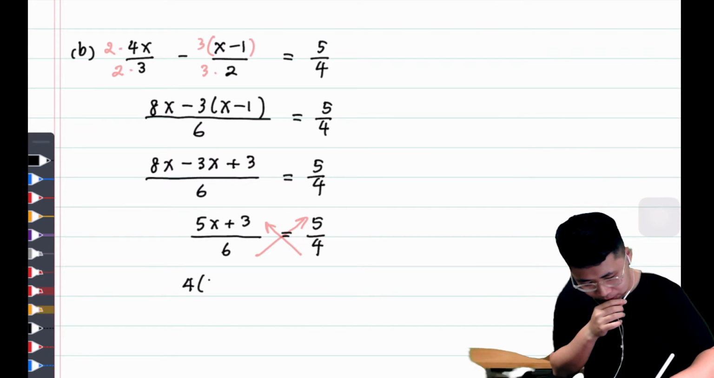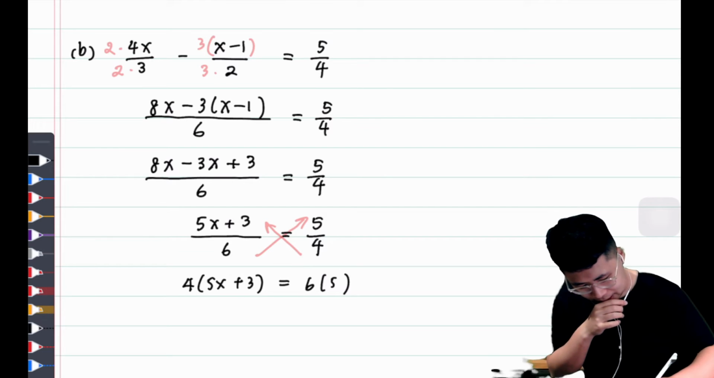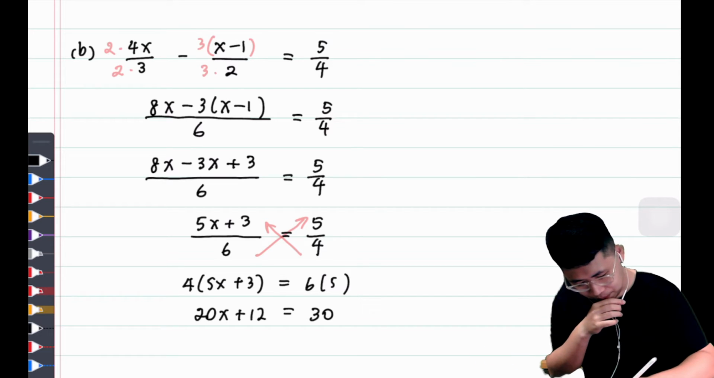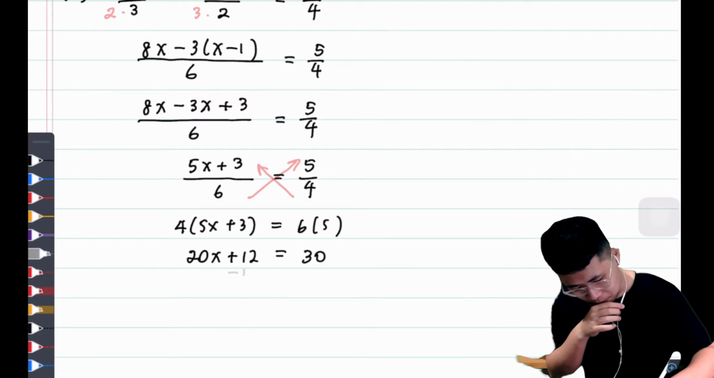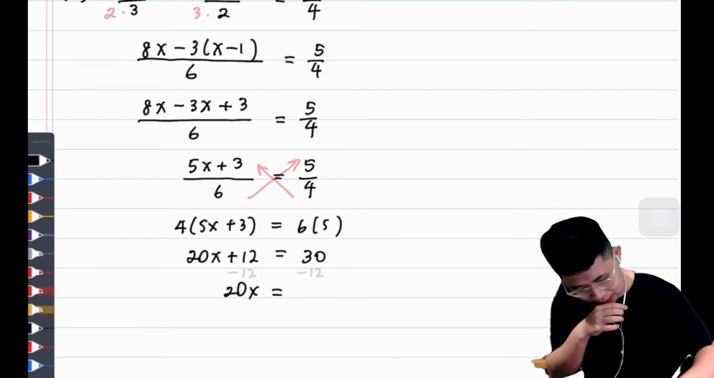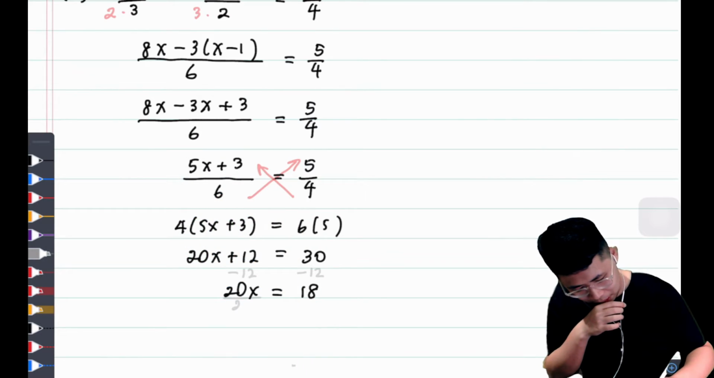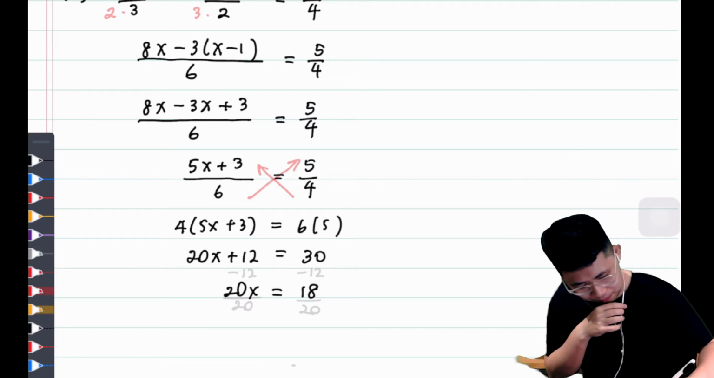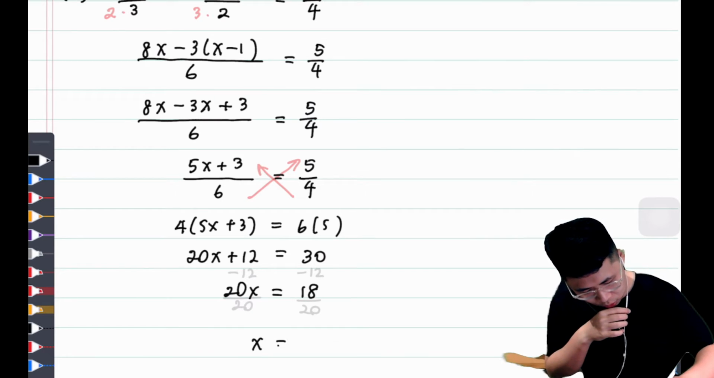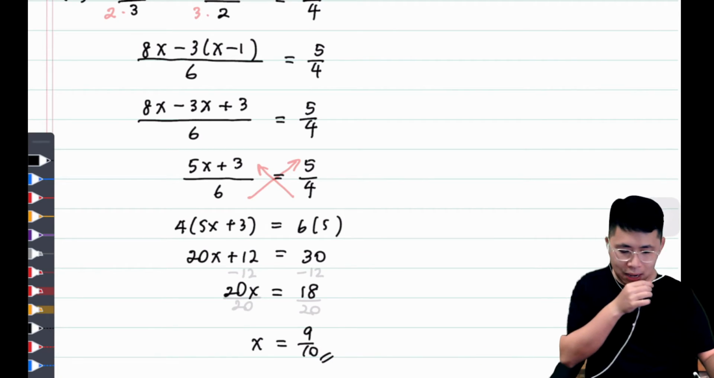So we have 4 times of this, right? And 6 times of that. Okay, so 4 times this, 4 times that is equals to 30. Okay, so we need to minus 12 on both sides in order to get this. So you get 18. Divide by 20 on both sides, right? So we'll be getting x is equals to 9 over 10. Okay, so this is for part B.